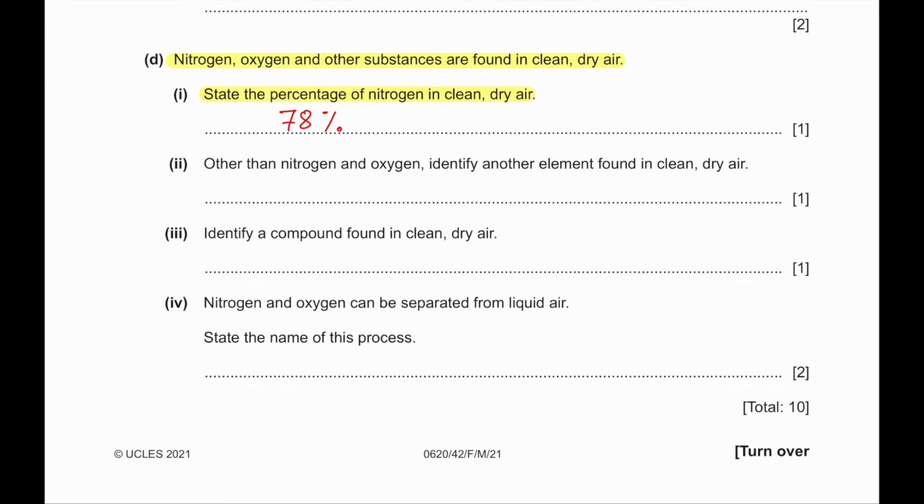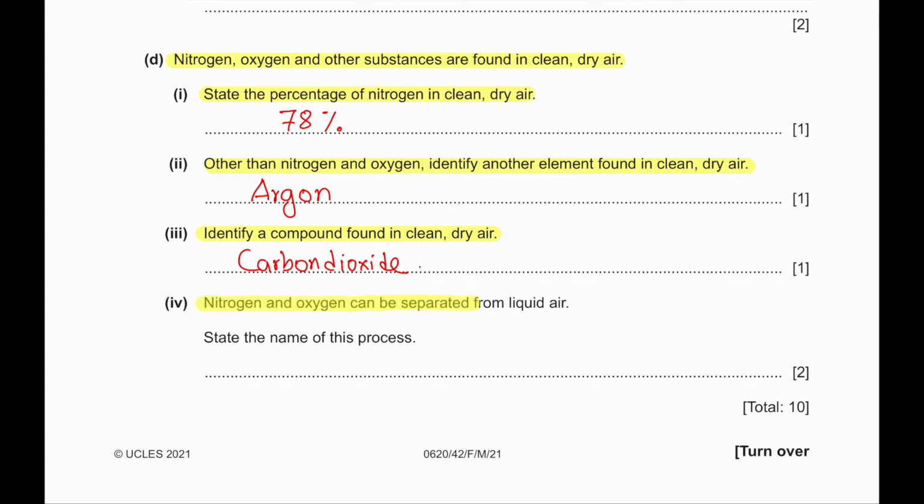Other than nitrogen and oxygen, identify another element found in clean, dry air. In clean, dry air, we can find argon. Identify a compound found in clean, dry air. A compound found in clean, dry air is carbon dioxide.